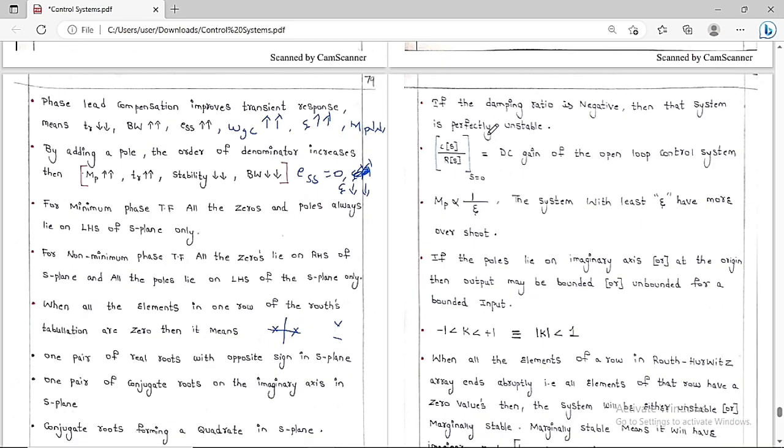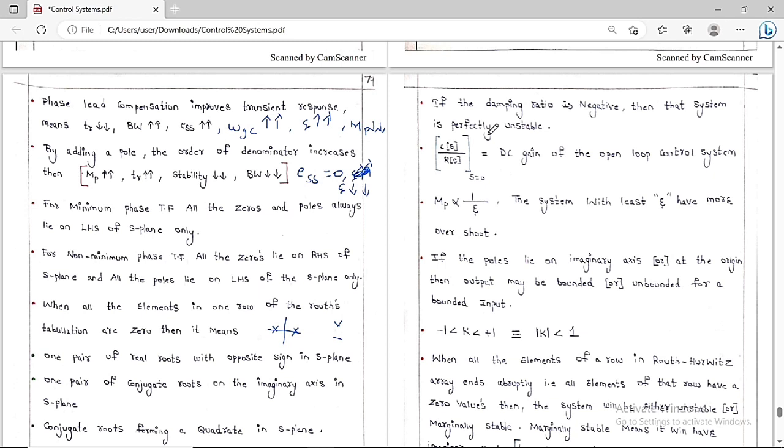The next point is, if the damping ratio is negative, then that system is perfectly unstable. As I have already told you, whenever the damping ratio is positive, we say it is a stable system. But if you get the damping ratio as negative with the help of calculation, by default we can say it is an unstable system.